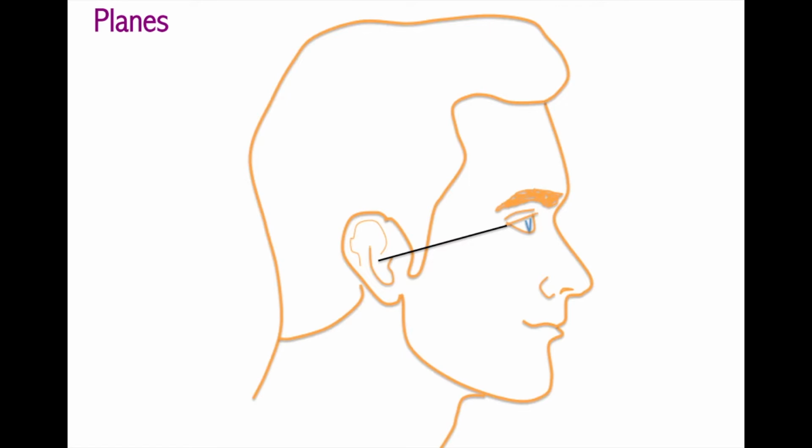First plane that is important to us is the canthomeatal plane. That extends from the canthus of the eye to the external auditory meatus. Next is the Frankfurt horizontal plane that extends from the lower border of the orbit, also called orbitale, to the porion. Now the angle between these two planes is 10 degrees. So there is 10 degrees of angulation between the canthomeatal plane and the Frankfurt horizontal plane.